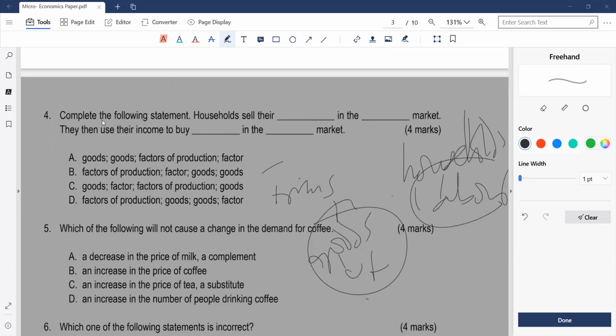Right. So here they say, complete the following statement. Households sell their, what do they sell? They sell their factors of production: land, labor, capital and entrepreneurship in the factor market. Then they use their income to buy goods in the goods market. Do we have such an answer? The answer is B. The answer is B.